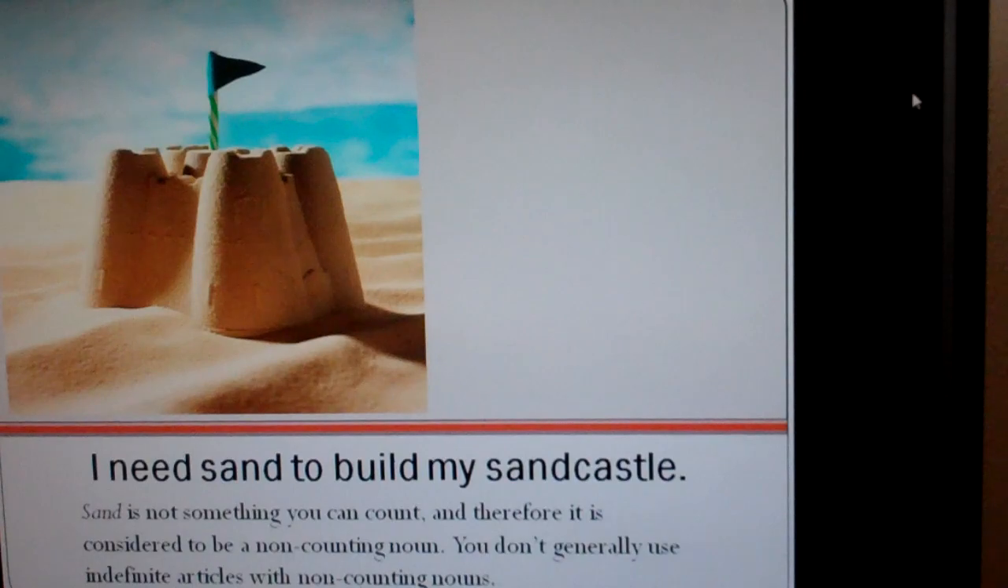I need sand to build my sandcastle. Sand is not something you can count, and therefore it is considered to be a non-counting noun. You don't generally use indefinite articles with non-counting nouns.